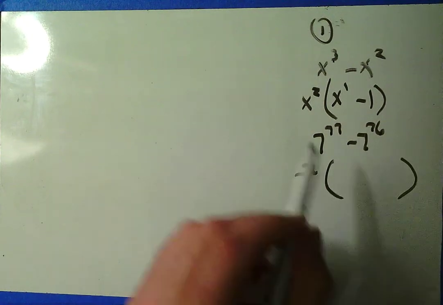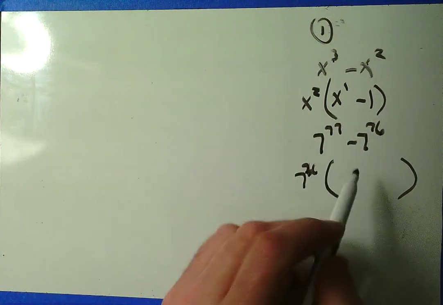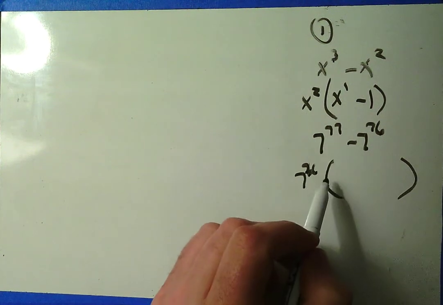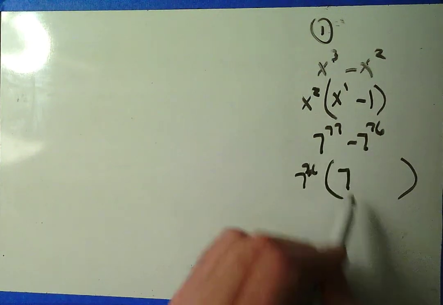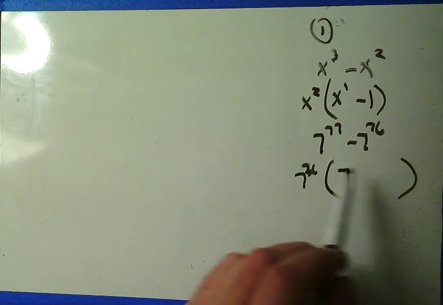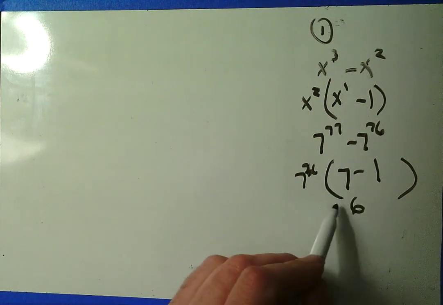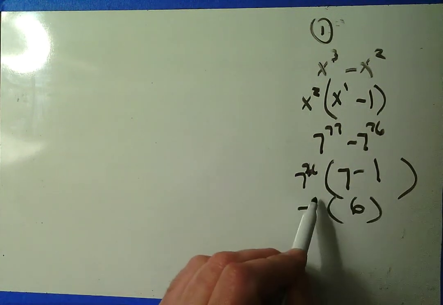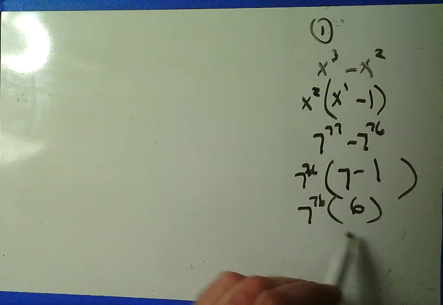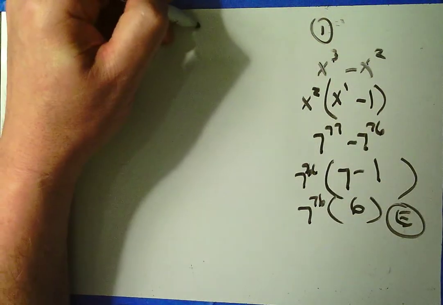What's left over when I do that? Well, 7 to the 77th divided by 7 to the 76th, I subtract the exponents. I get 7 to the 1, or 7. And here, when I divide 7 to the 76th by 7 to the 76th, I get 1. So this is just 6 times 7 to the 76. And that's choice E. Choice E for number 1.